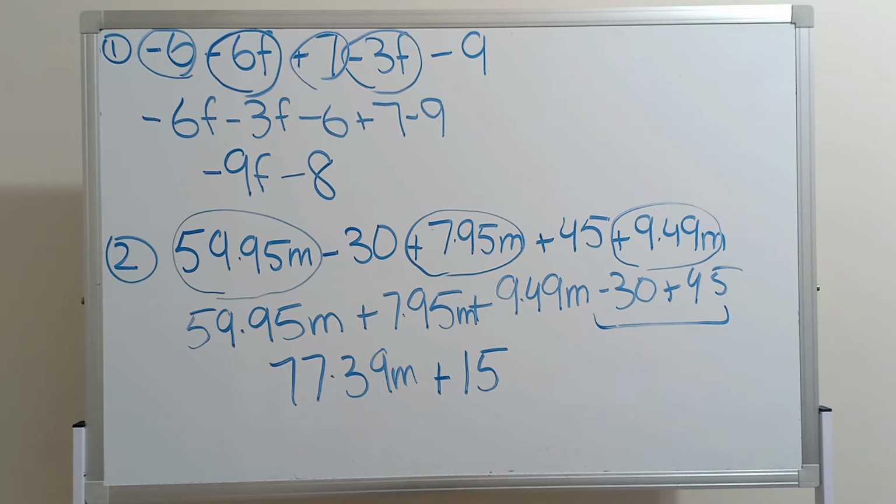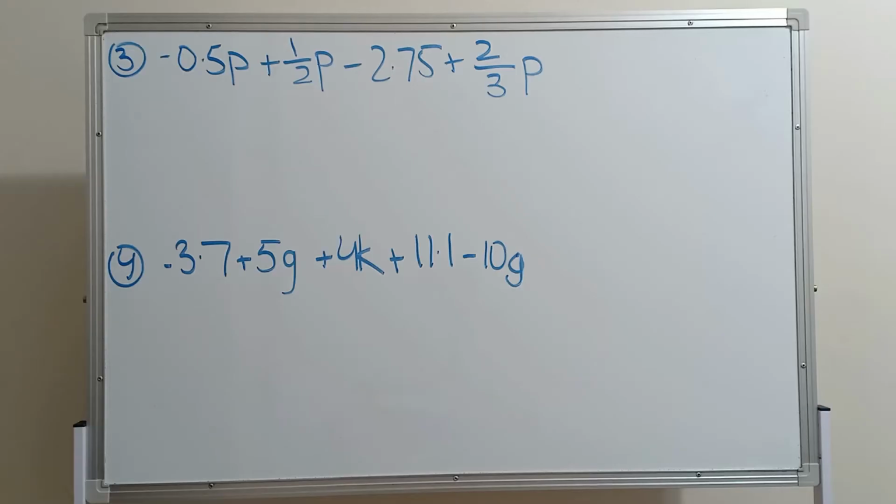Now let's do two more questions related to combining like terms. Here we have another expression. It says negative 0.5p plus 1/2 p, subtract 2.75 plus 2/3 p. So we know it is in different forms. A few of these constant terms and the ones with the variables are decimals, and then we have 1/2 p and 2/3 p, which are fractions. So let's turn all of them into decimals because it will be easier for us to add or subtract them.